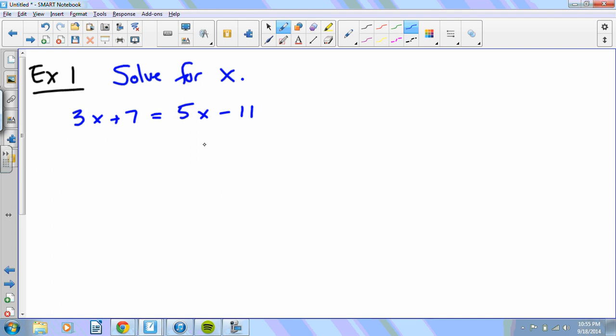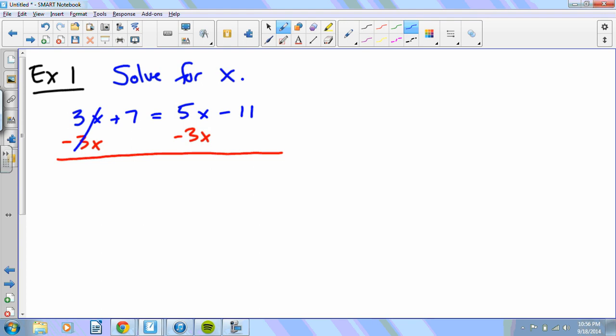So I'm going to start that. We said start by moving the variables to one side. Now you have options here. It doesn't matter which way you go as you do this. You have 3x over here and 5x over here. You could move the 5 over here or the 3 over here. In this case, I'm going to move the 3x over to the right, because when I subtract 3x, since it's a positive 3x, I'll have a positive result on the other side. So I go ahead and subtract 3x from both sides.